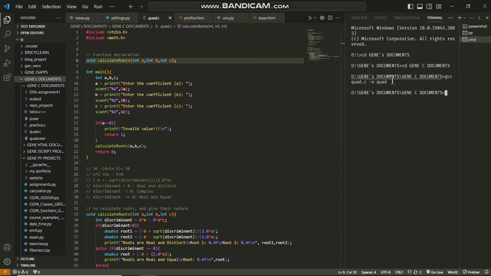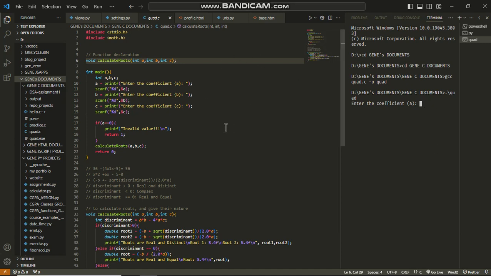This last quad that we had written, we shall now type quad.exe. When you type that and press enter, it's going to run the code. Or else if you don't want to write that, you can say full stop backslash then quad. It will still run. So when I click that, it is now running, and it is now giving me the prompts. Enter the coefficient a, as you can see here.